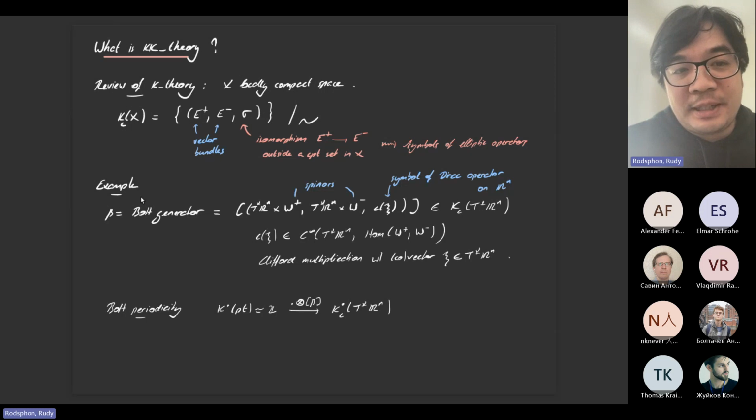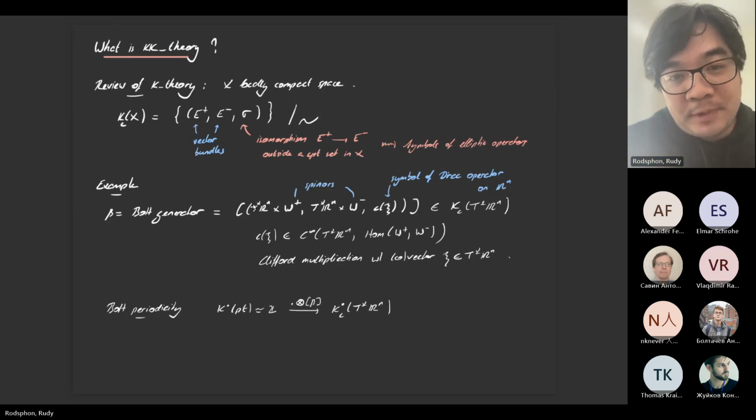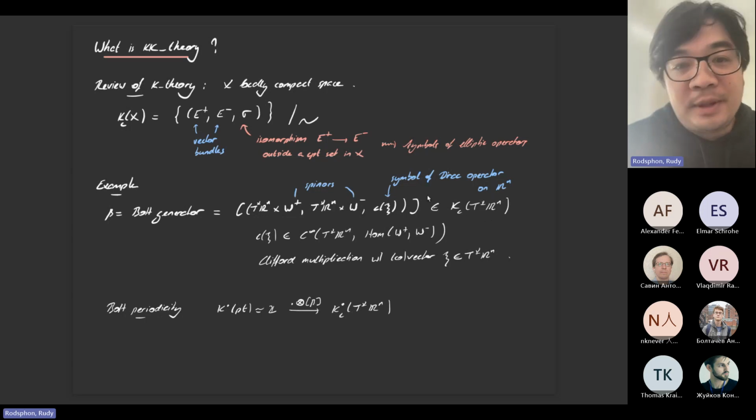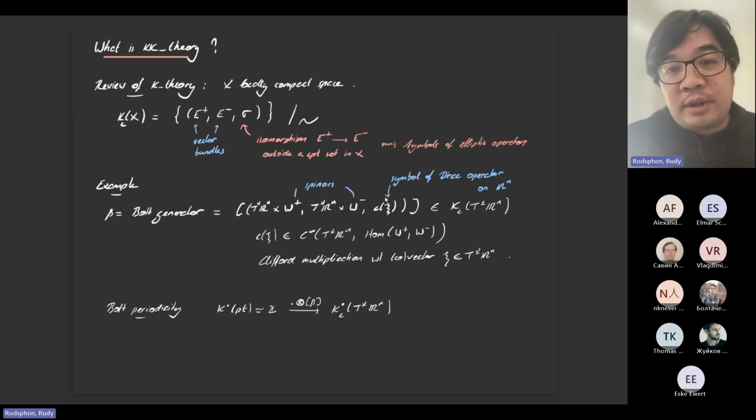So one important example is called the Bott generator. Here we take the space R2n, but prefer to see that as the cotangent space of Rn. So we are in the K theory of T star of Rn, and then we take bundles of spinors, with Clifford multiplication that acts on that. Clifford multiplication is basically the symbol of the Dirac operator on Rn also.